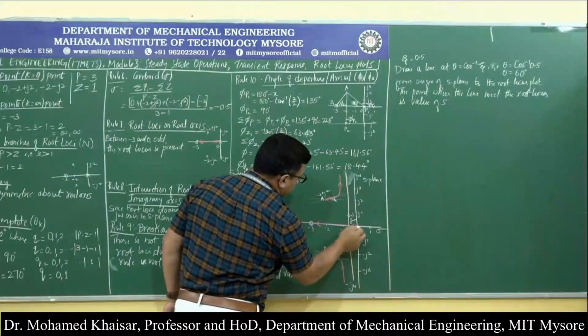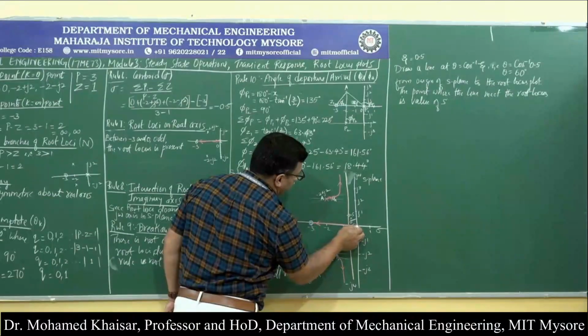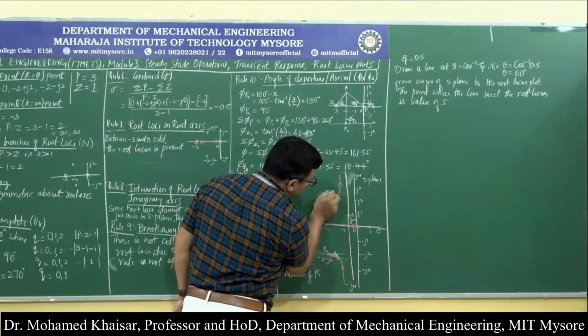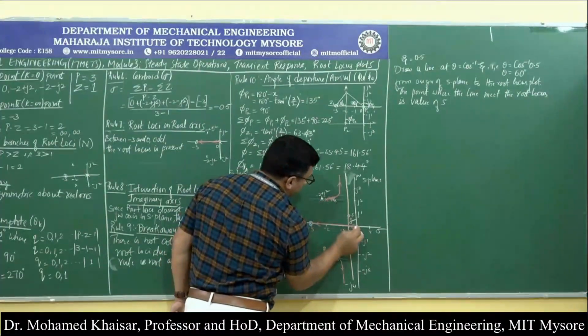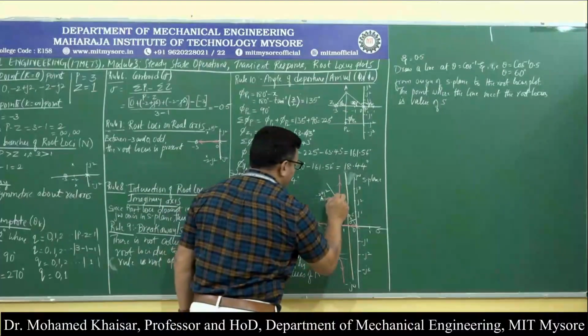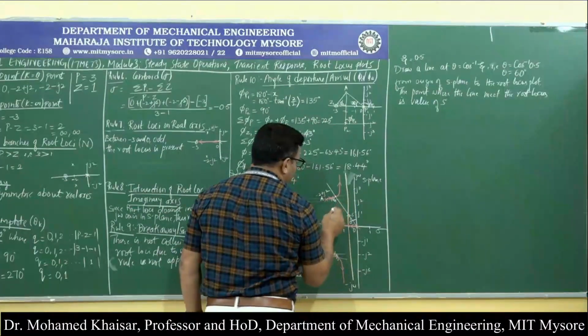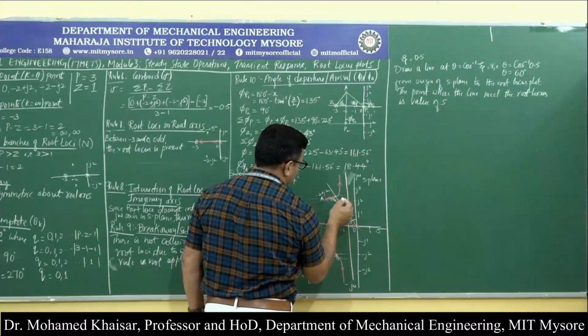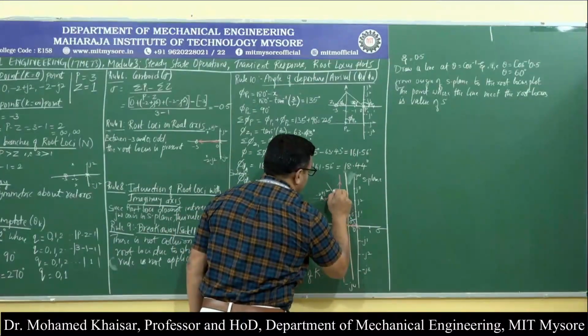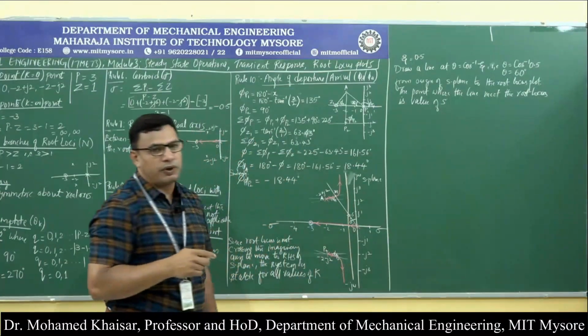So what we have to do, we have to draw a line from here at 60 degrees. So we draw, in the graph sheet it must be drawn. So we will draw from here at 60 degrees, and wherever it meets, we will name this point as, say, M. We will name this point as M.